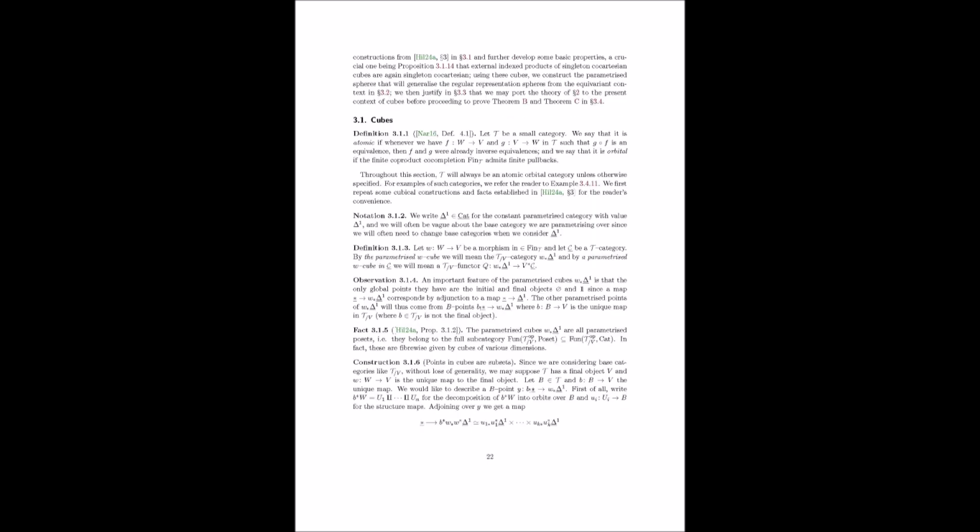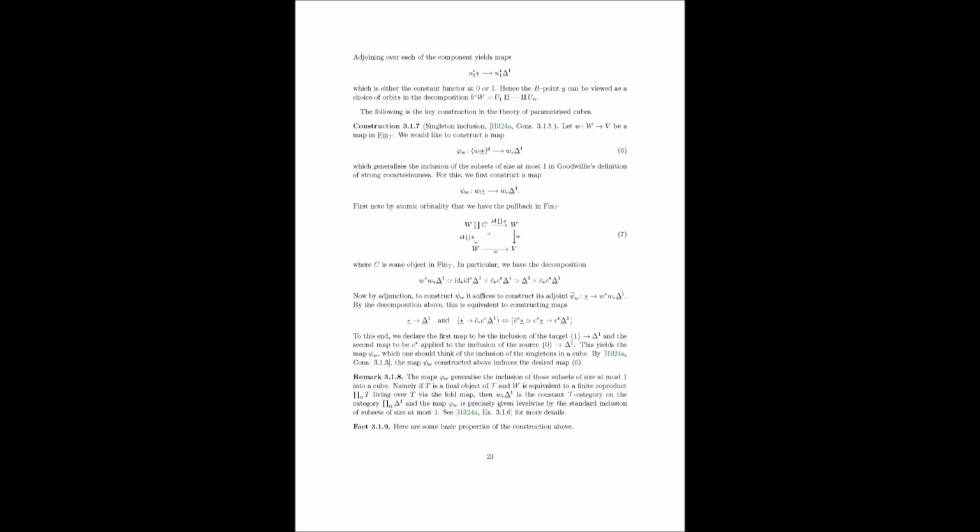Right. And this is where the paper's generalization comes in. They introduce these parameterized cubes and spheres, which are defined in a way that mirrors traditional cubes, but within this parameterized world. So we've got families of cubes, I guess. Yeah. Each one's indexed by our category T. Exactly. And within these cubes, we can define things like singleton inclusions, which mirror the inclusion of subsets in the classical cubes.